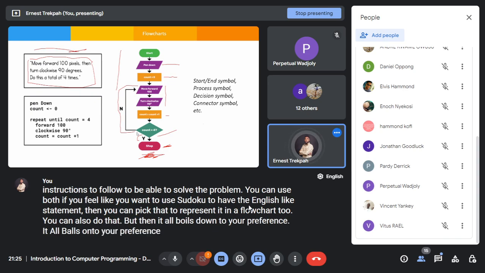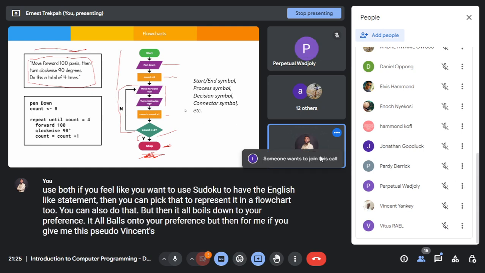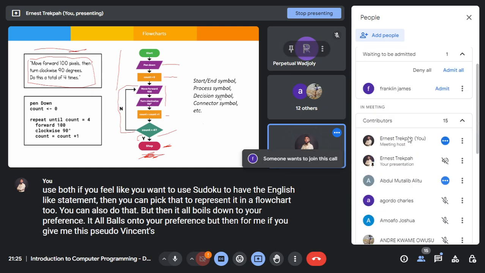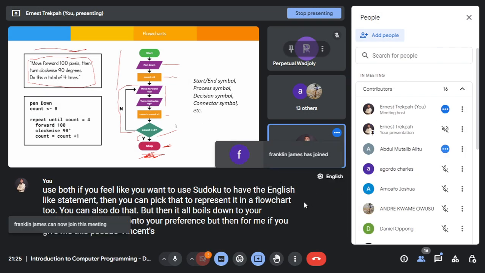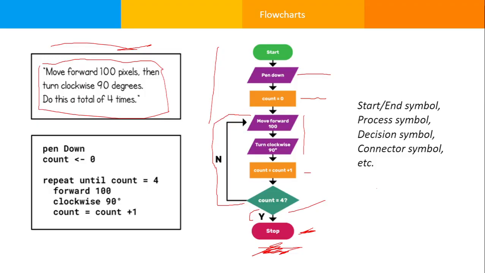But for me, when you give me this pseudocode, for instance, I can use it to write a computer program because I can make meaning out of it. Okay, you said move forward 100 pixels, then turn clockwise 90 degrees, and then do this a total of 4 times. I can use this to write a computer program.